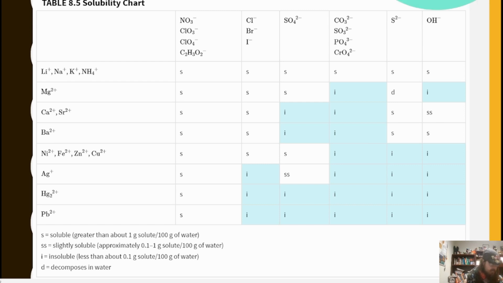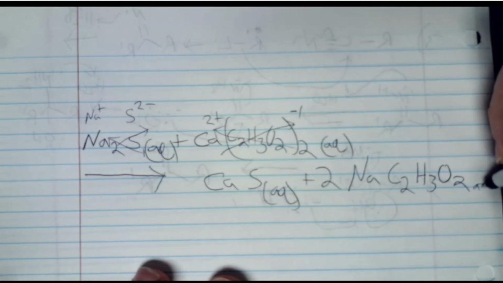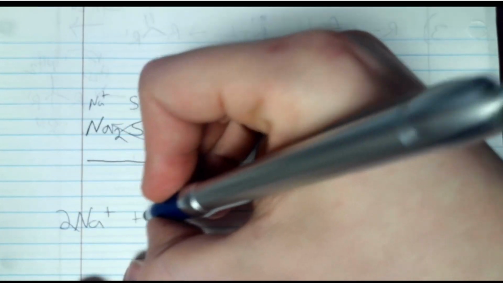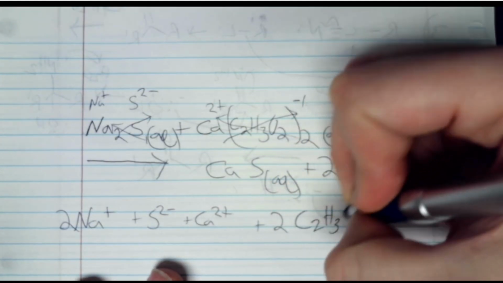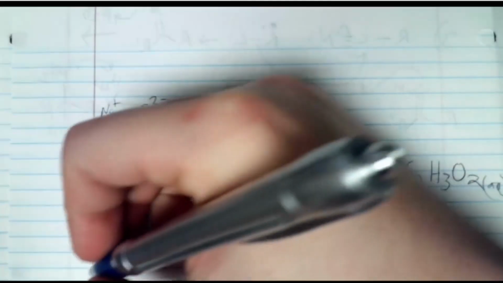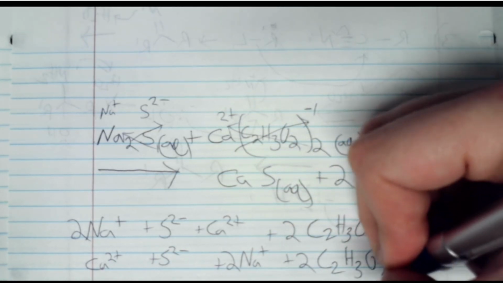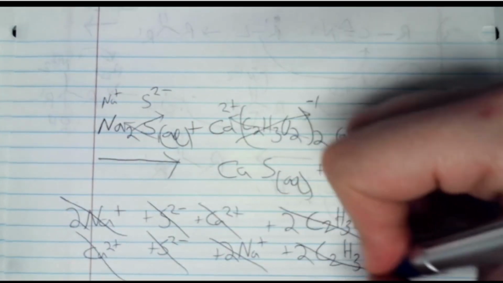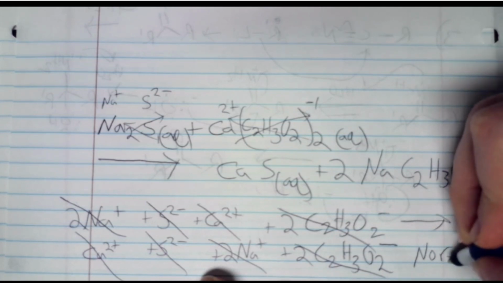So in this particular one, aqueous, aqueous, aqueous, aqueous. So split these apart. Let's look at this one: 2 Na plus and S2 minus and Ca2 plus and 2 acetate minus goes to Ca2 plus and S2 minus and 2 Na plus and 2 C2H3O2 minus. That in mind, they cancel, they cancel, they cancel, and they cancel. Net ionic equation is nothing. So we'd say this is a no reaction.